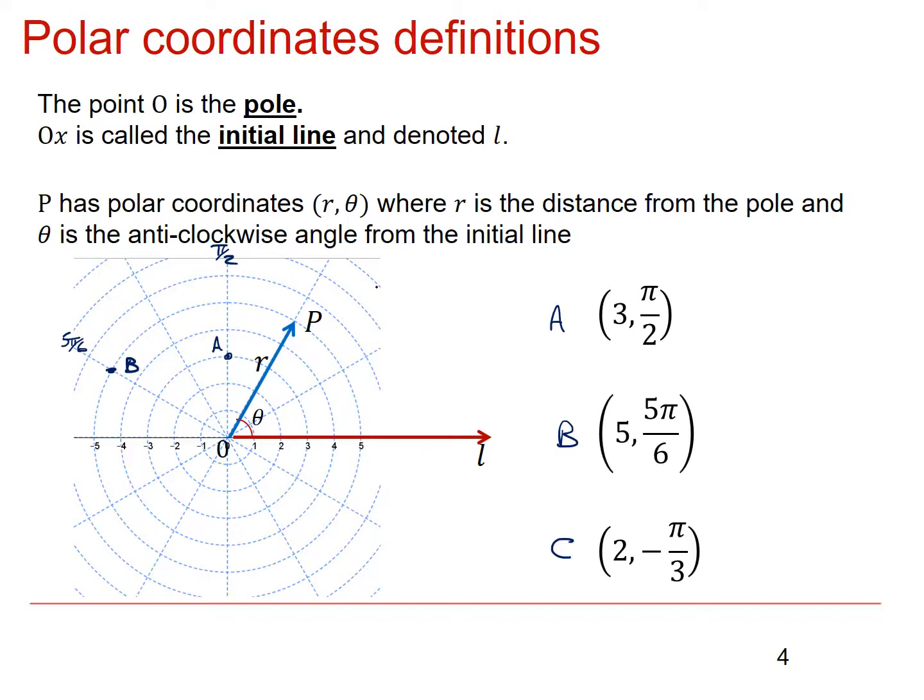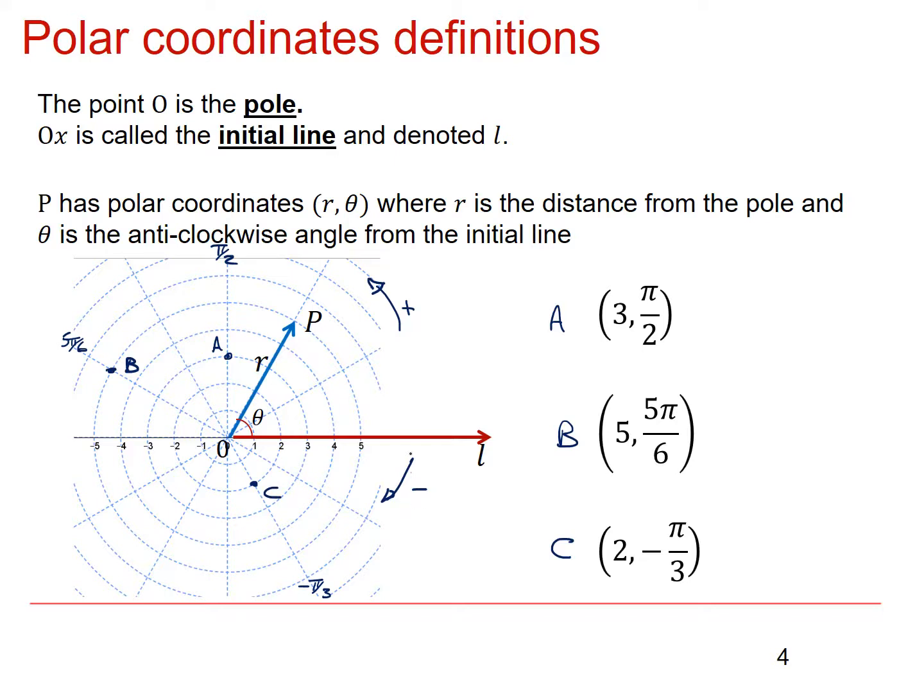Remember we said that this direction was positive and this direction was negative. So minus pi by 3 is going to be 2 sections round, 1, 2 in this direction, so this is minus pi by 3. And it's 2 units out, so it'll be there.